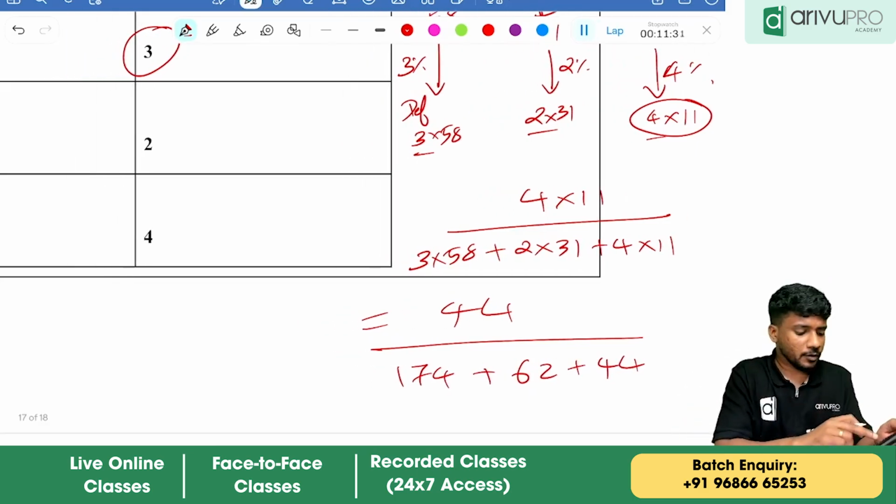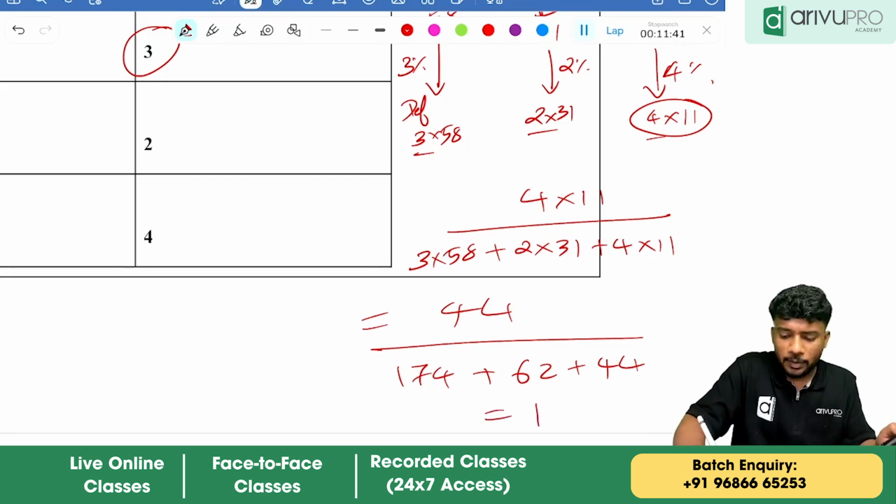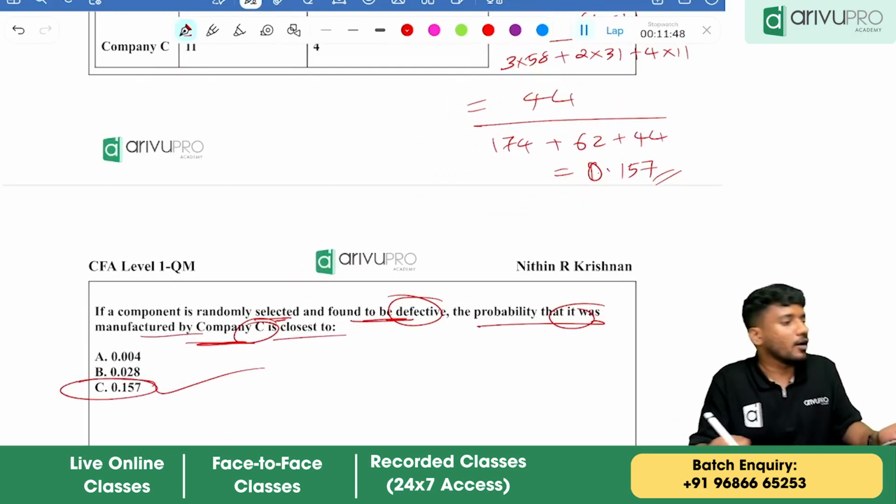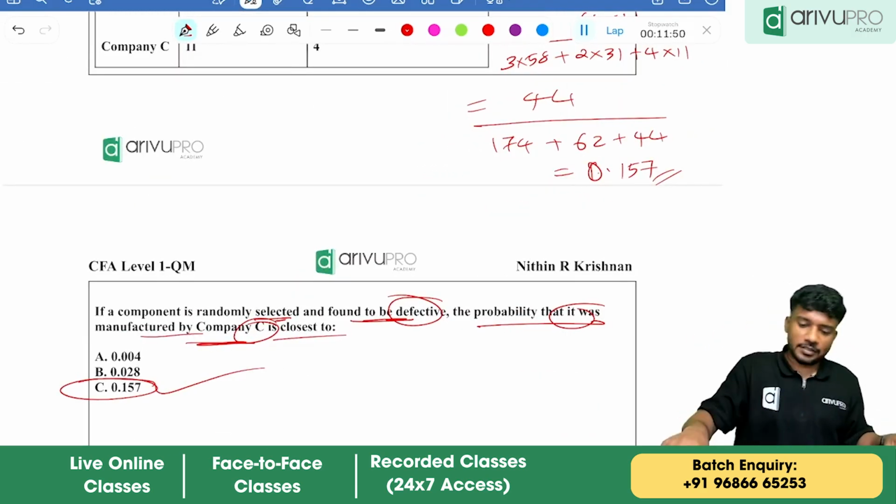So denominator will be what? 174 plus 62 plus 44, which is equal to 280. So 44 divided by 280, which is equal to 1.157. Okay. Now looking at that, which option is the right answer? Option C is the right answer.